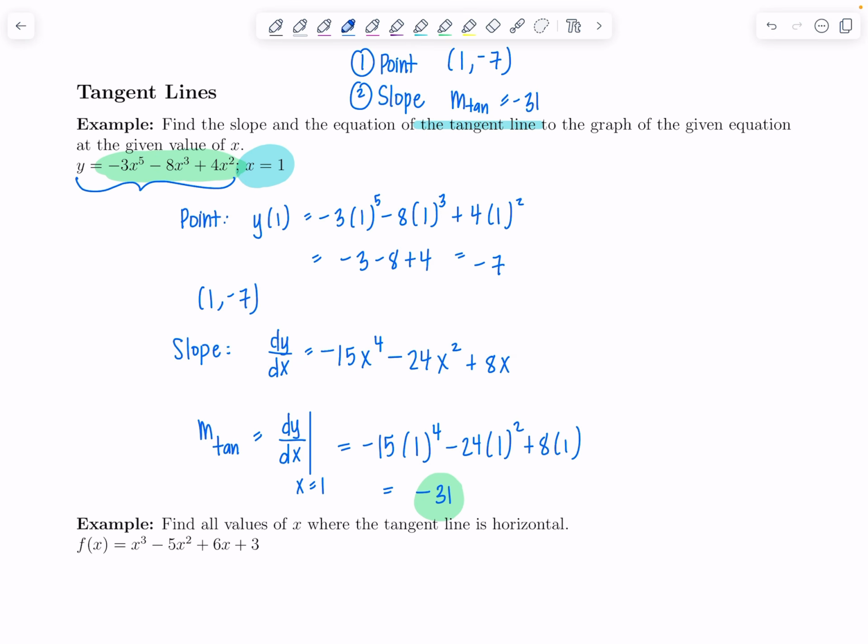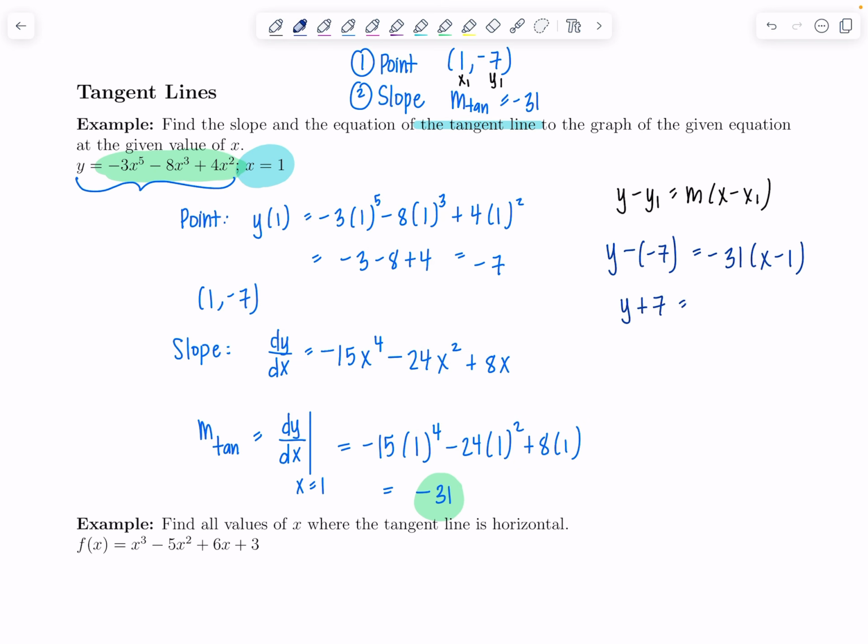So then now we can put it all together. Remember point slope form? So we had y minus y1 equals m times x minus x1. So my point 1, negative 7, that's x1, y1, and then the slope is negative 31. So we're going to have here a nice dark blue for this. Y minus negative 7 equals negative 31 times x minus 1.